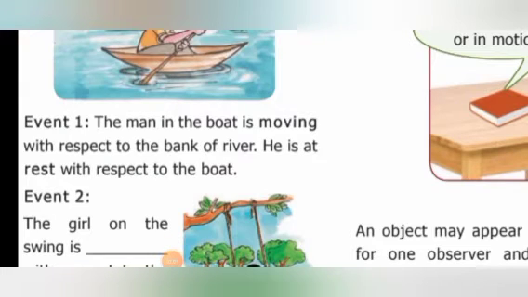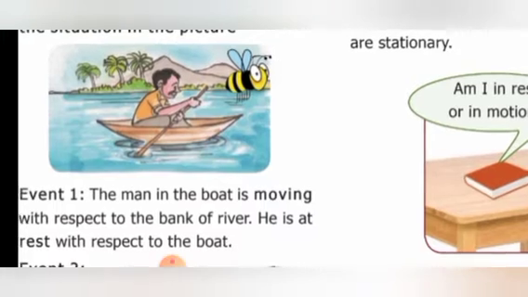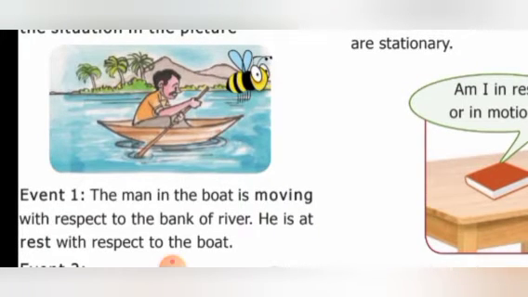The man in the boat is moving with respect to the bank of the river. He is at rest with respect to the boat, isn't it? Look at the picture. From the point of view of the river bank, the man in the boat is moving. But with respect to the boat, from the point of view of the boat, the man is not moving. That is, he is at rest. So, this is event 1.